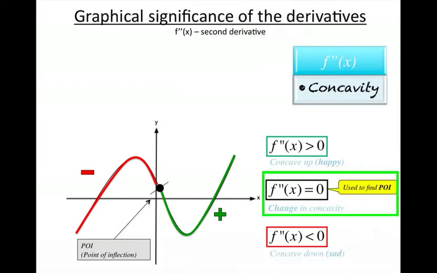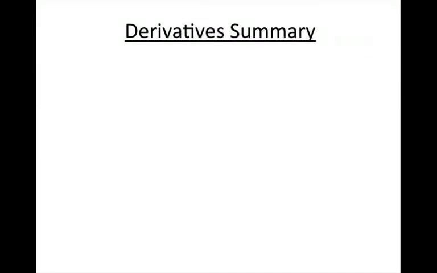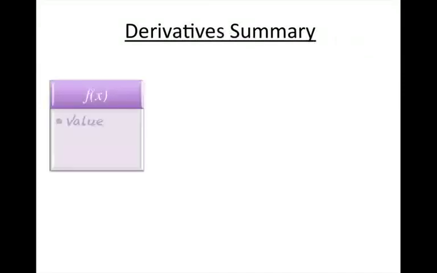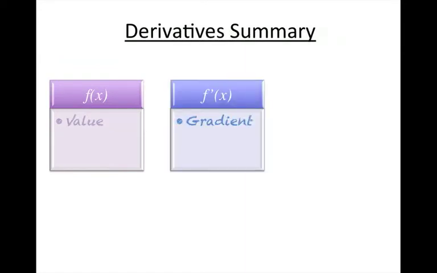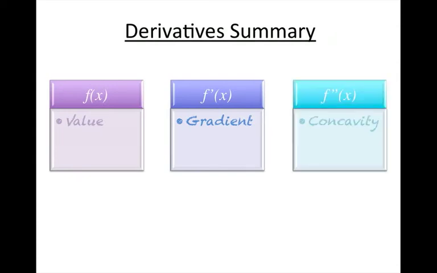So to find those POIs, you need to let f double dash x equal 0. But don't forget to test it, which we'll touch on again, but it's important that you confirm that the concavity changes through a manual test. Annoying, frustrating, but got to get it done. So let's quickly summarize again what each of the derivatives do. Your original, the f of x, is your value. Your f dash x is your gradient. Your f double dash x, your concavity.